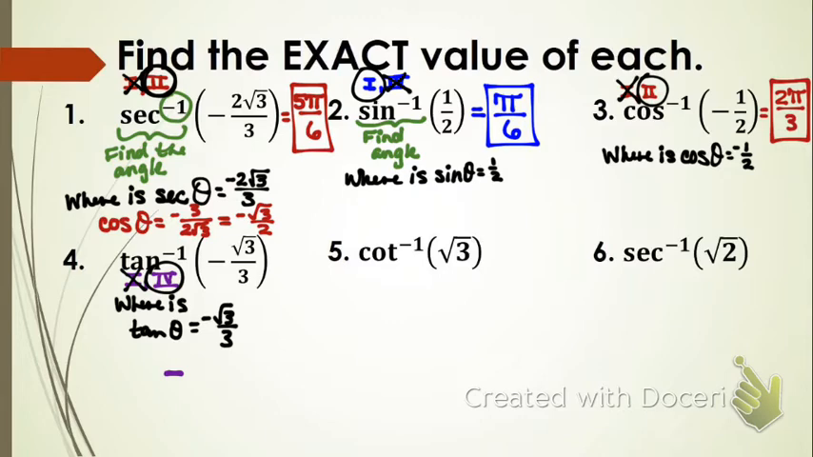And tangent is what over what? Sine over cosine. Okay, so I'm going to unrationalize that numerator for a minute. So this would be the same as negative 1 over radical 3. So thinking about my sine and my cosine values, I want sine to be a negative 1/2, and I want cosine to be a positive root 3 over 2. Negative pi over 6.